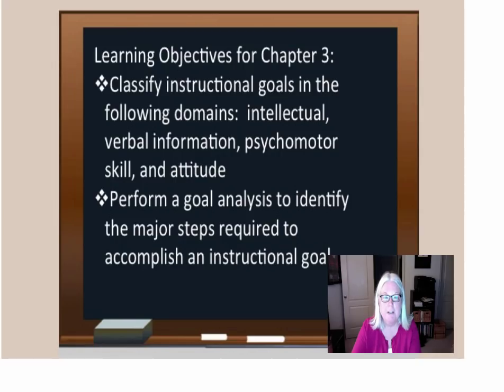The learning objectives for Chapter 3 include two major steps. The first is to classify instructional goals into domains, and we'll talk about what that means. Also to perform a goal analysis to identify the major steps required to accomplish an instructional goal. So what is instructional analysis? So let's take a look at that.